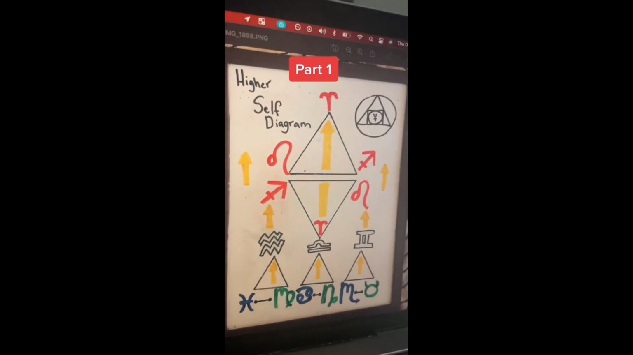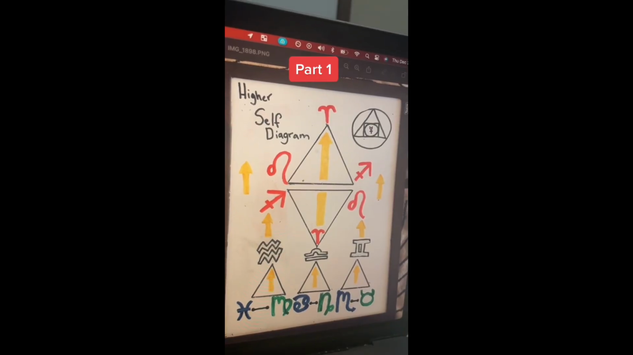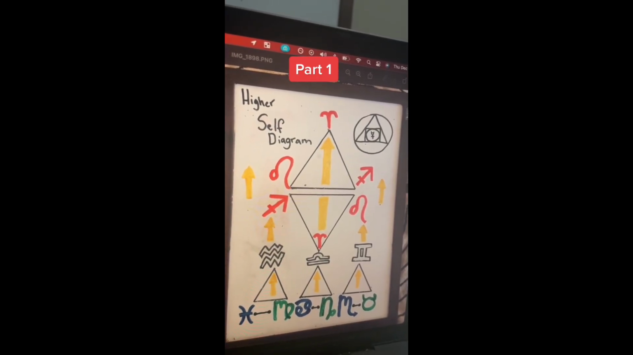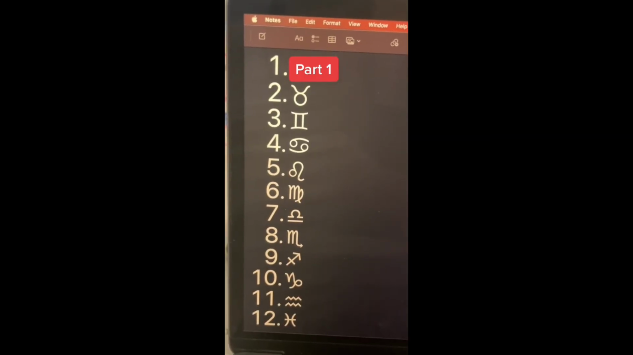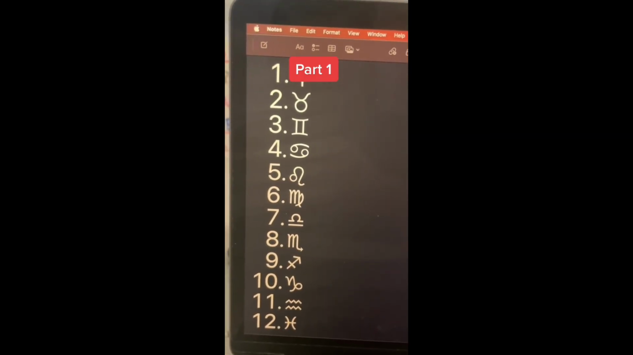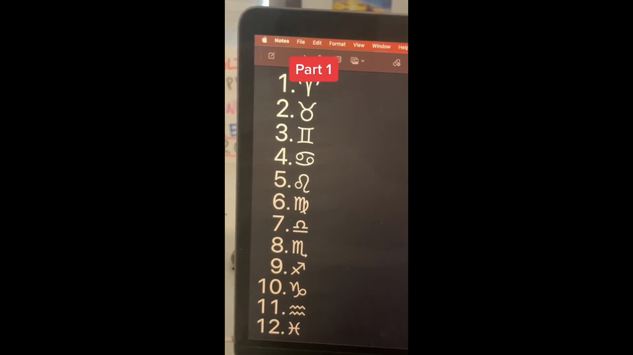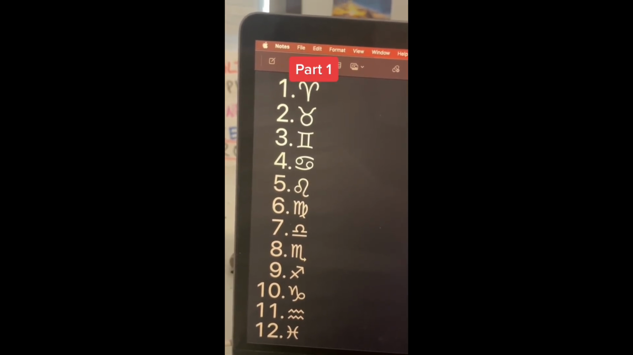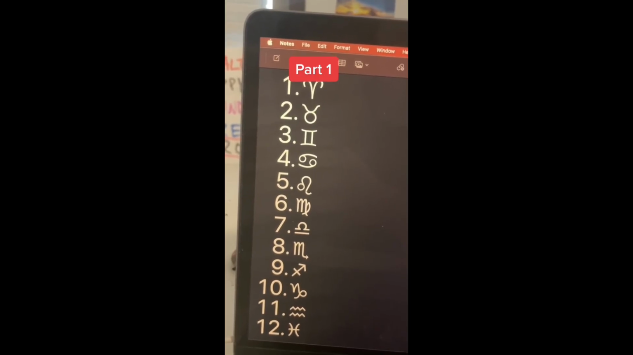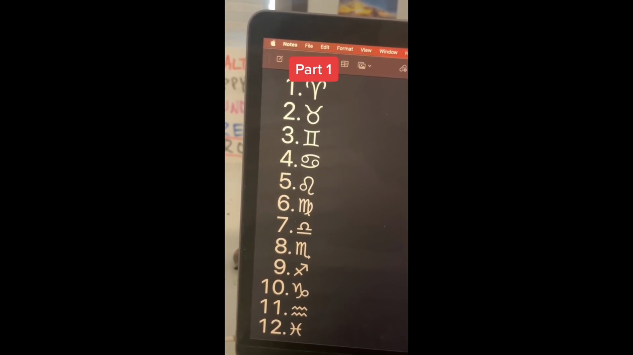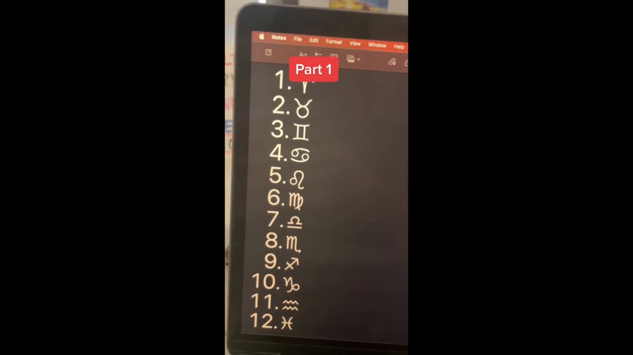This is an ancient Vedic astrology technique called Pavat Pavam that allows you to calculate the higher self of any sign. So the way it works is really simple. All you're going to do is take any sign that you want to find the higher self of, find the corresponding number of that sign, and count that many places away from itself, including itself, in ascending order to find the higher self of that sign.